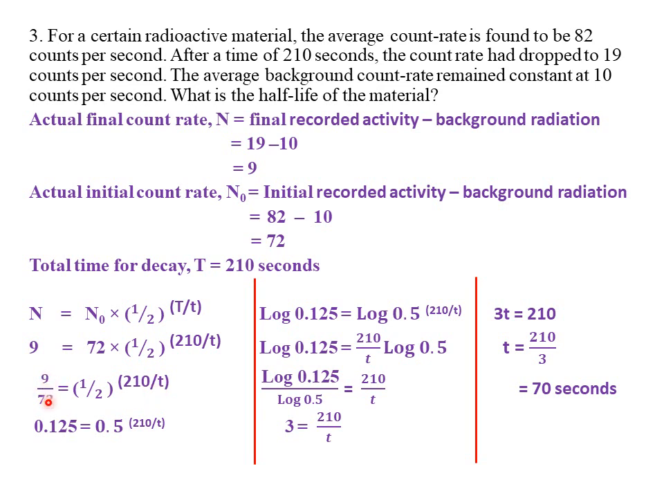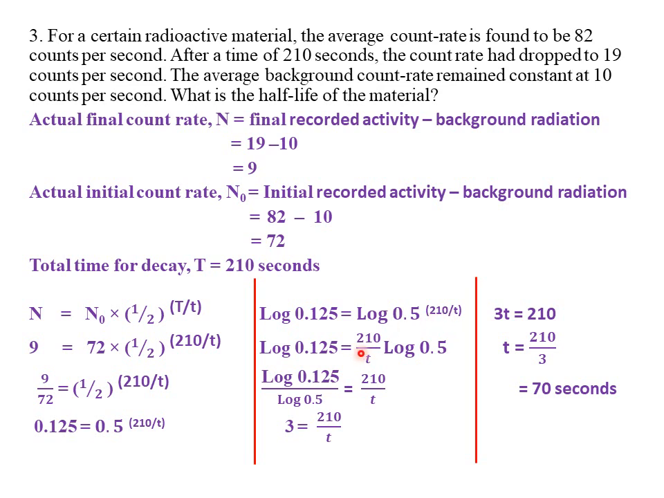So if you take 9 divided by 72, you're going to get 0.125. Then of course a half is the same as 0.5, then to the power of 210 divided by t. Introducing log to base 10 on both sides, I'm going to have log of 0.125 being equal to the logarithm of 0.5 to the power of 210 over t. Then of course from the third law of logarithm, you can always take the power to pre-multiply the log.